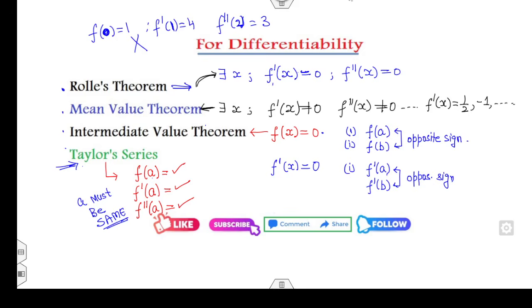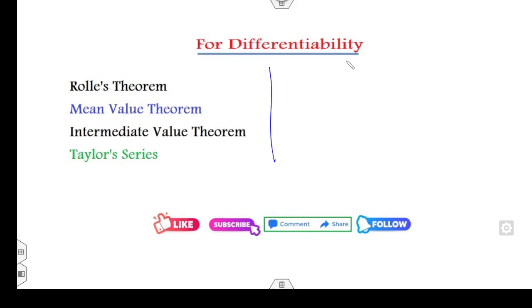Apart from them, if you want to discard any option, as usual you can consider f is 1, f is x, f is e raised to power x, and f is either sine or cosine. x means you can take it as a polynomial. Based on these four functions, you can discard the options.